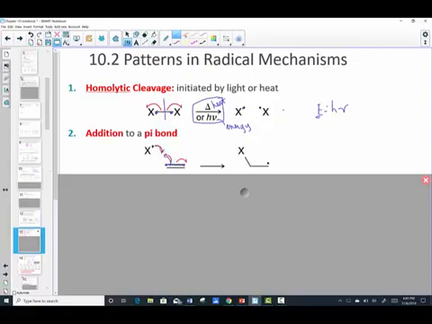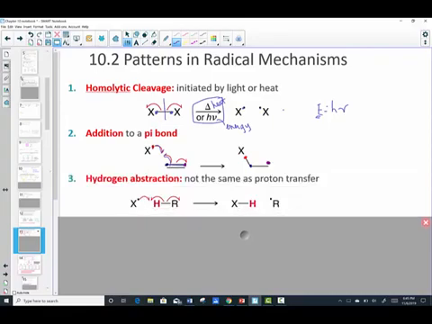So thinking that through, let's color code. If this is red, it's now this electron here. And if this is blue, that's this electron here. And finally, if we make this purple, this ends up being the purple electron at the end of the carbon chain as a radical.